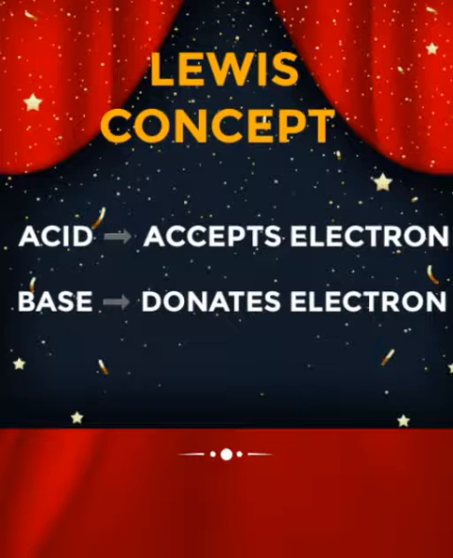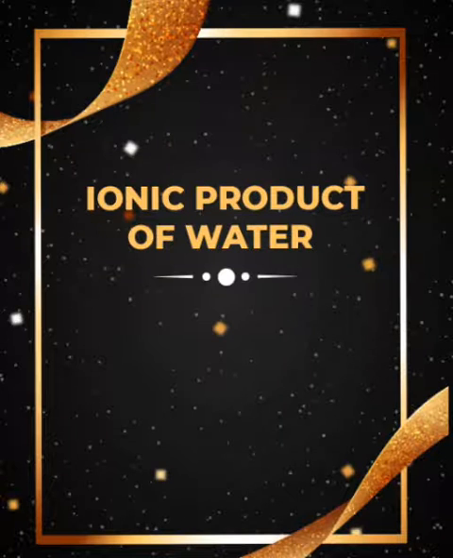The third concept is Lewis concept. According to this concept, an acid is a species which accepts electron pair and a base is a species which donates an electron pair. Thus, electron deficient species are Lewis acid, while those species which can donate electrons are Lewis base. Next topic, ionic product of water.